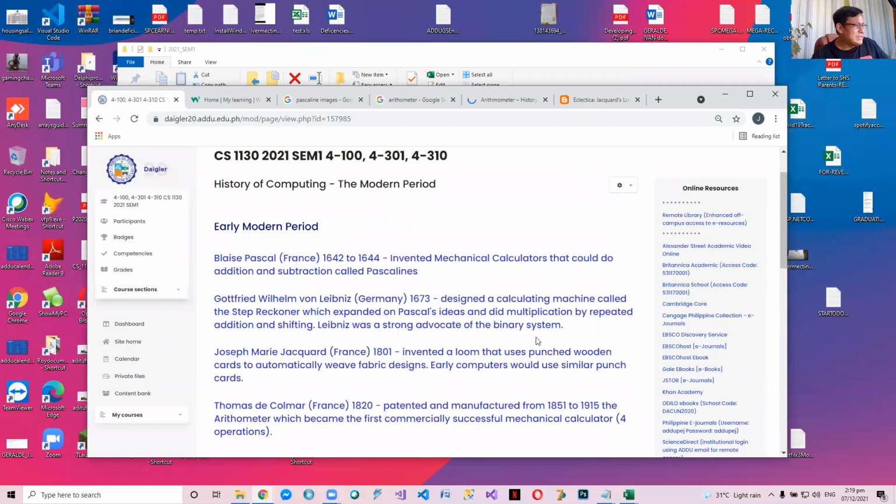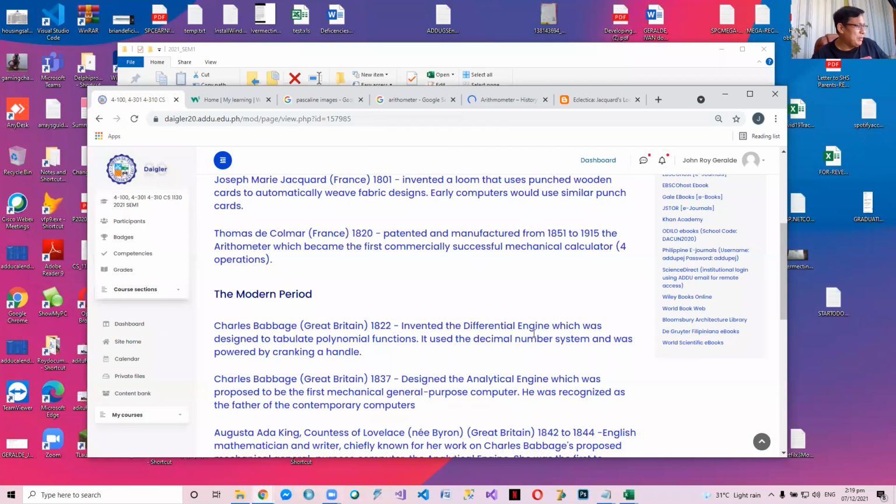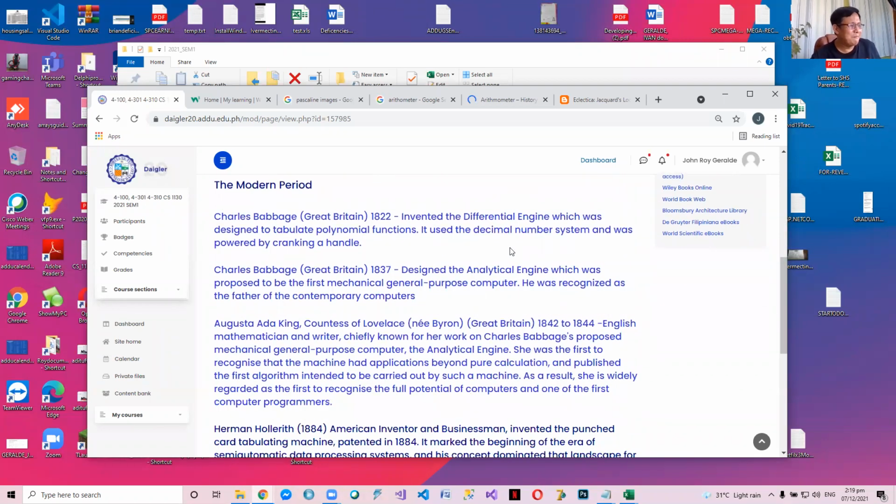Now, from 1600 to 1700s, the modern period started in 1800s. There was a very important invention during 1822. Believe it or not, it was the time when the computer was first invented. Who invented the first computer? Charles Babbage from Great Britain, London, England. 1822. The first computer was called the analytical engine. We will study this. We'll look at the structure and we'll program the analytical engine.